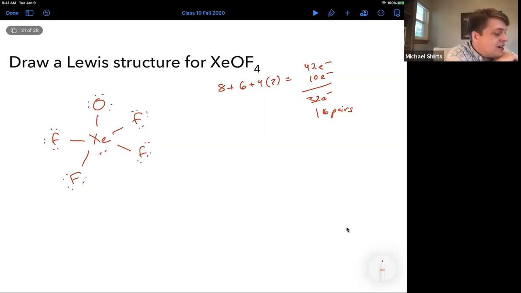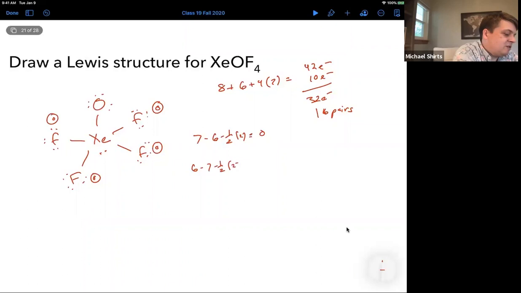Let's check the formal charges now. All the fluorines have the standard valence of 7, minus 6, minus 1/2 of 2. Those all have 0 formal charges. So those seem pretty likely to be happy as is. Looking at the oxygen, it has 6, minus 6, minus 1/2 of 2. So that has a minus 1 formal charge. That could be better. The xenon has a formal charge of 8 minus 2 minus 1/2 of, 1, 2, 3, 4, 5, 10 electrons there. So it's 8 minus 2 minus 5, a plus 1 formal charge.